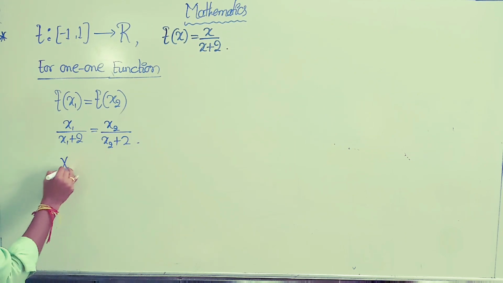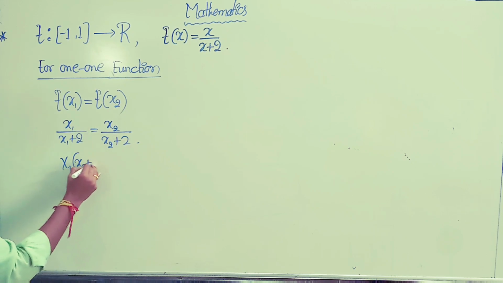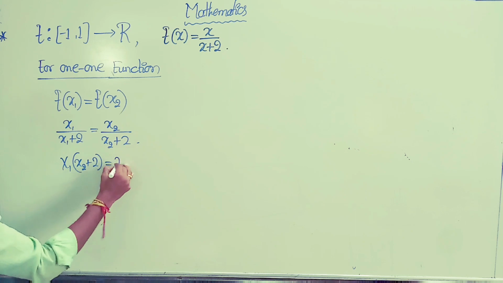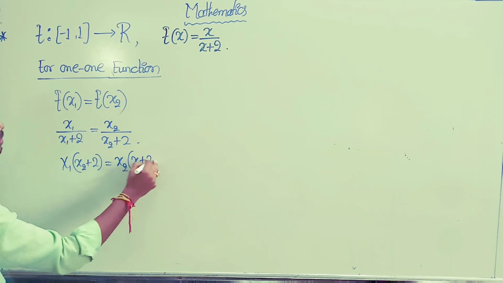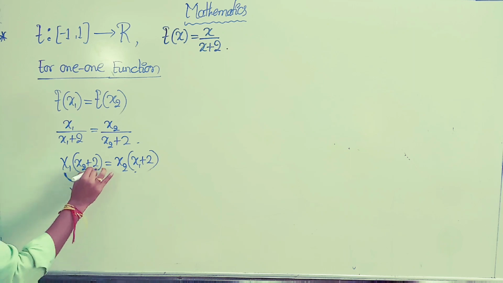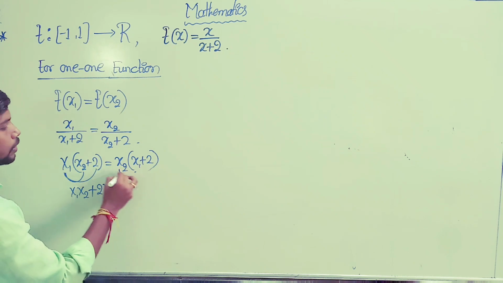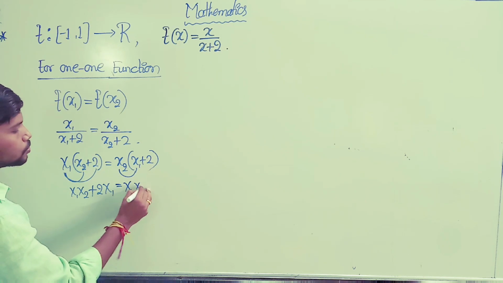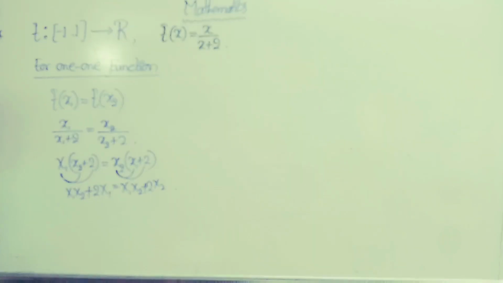After this one, x1 as it is, this denominator on left hand side, x2 plus 2, x2 as it is, x1 plus 2 on right hand side, x1 plus 2. Getting my point clearly? After this one, x1, x2 multiplication, got it? Plus again x1 is multiplied to next term, 2x1, is equal to x2 multiplied x1, x2 plus 2x2. Got the point clearly?